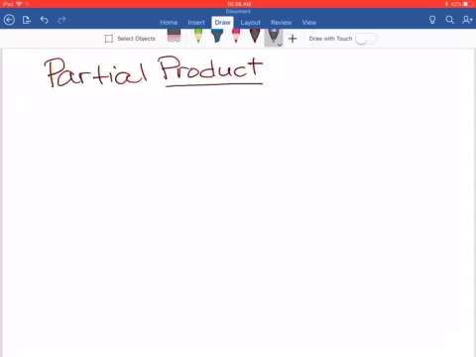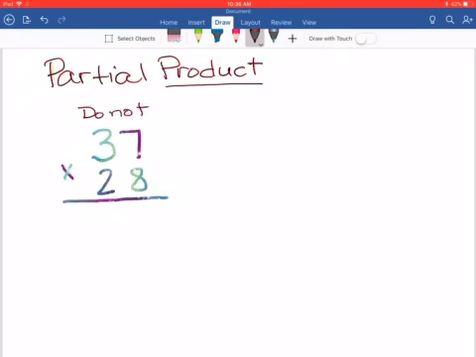Alrighty, so let's start with a relatively simple one. We're going to do 37 times 28. Now, when you do partial product, you are working with one number at a time, and you are not carrying anything to the top. Do not put any number up here. That doesn't say donut, it says do not.